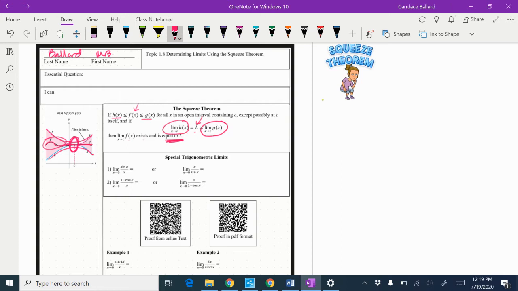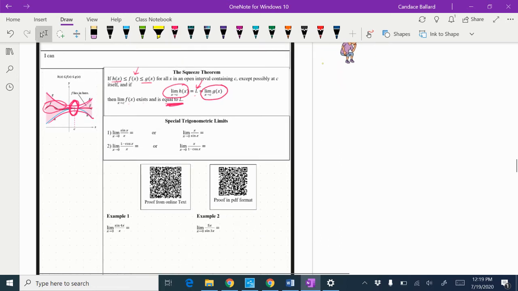All right, so some special trig limits. I'm just going to give you these. We could prove them. If you want to prove them, you go for it. There is where to get it. Scan those codes and go for the proof. It's with the squeeze theorem, but I'm just going to give you what the limits are.